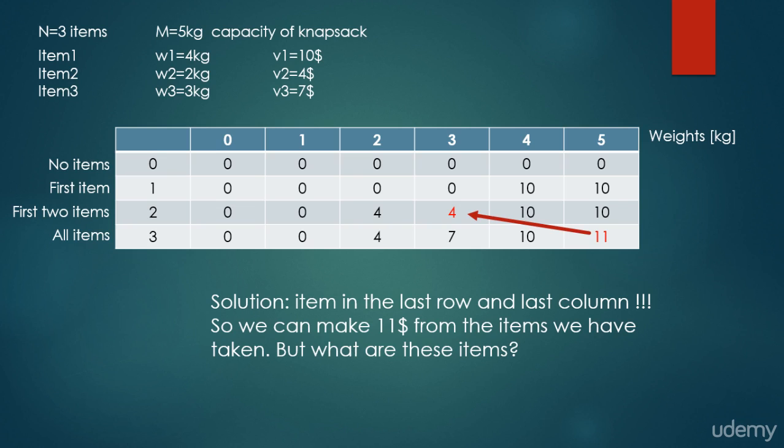We start from this 11, at the last row index and last column index, and we keep backtracking and get to the solution that we have to take item 3 and item 2, and if we check, items 2 and 3 weigh 5 kilograms in total and have a maximum value of 11, so our solution has been checked. That's the knapsack problem with dynamic programming.